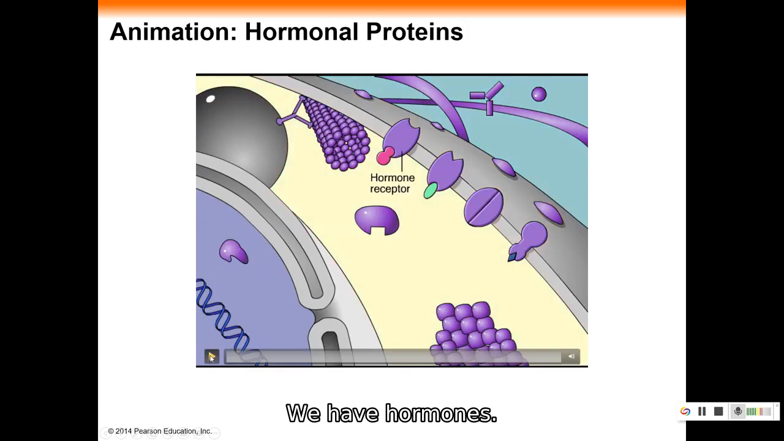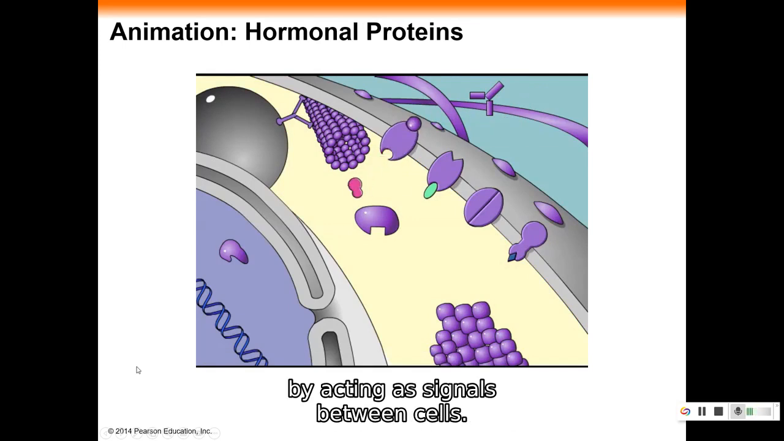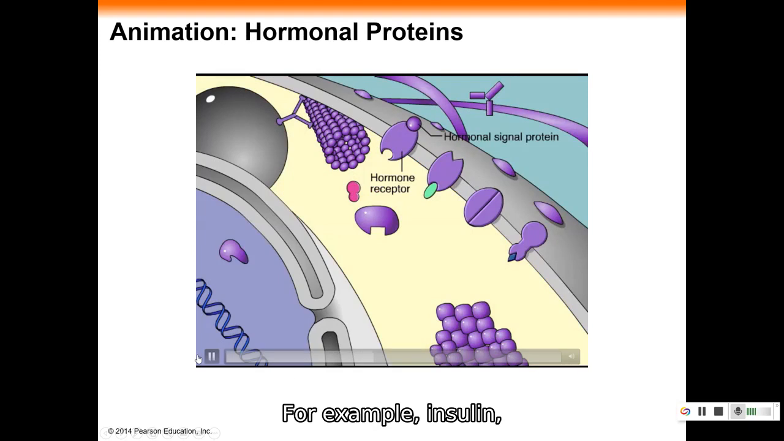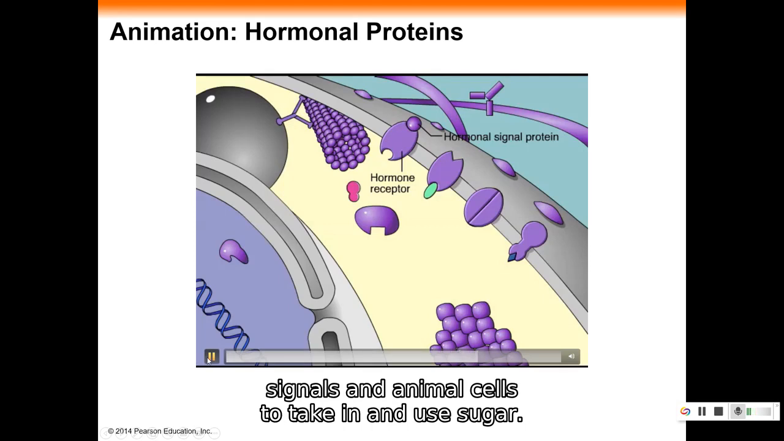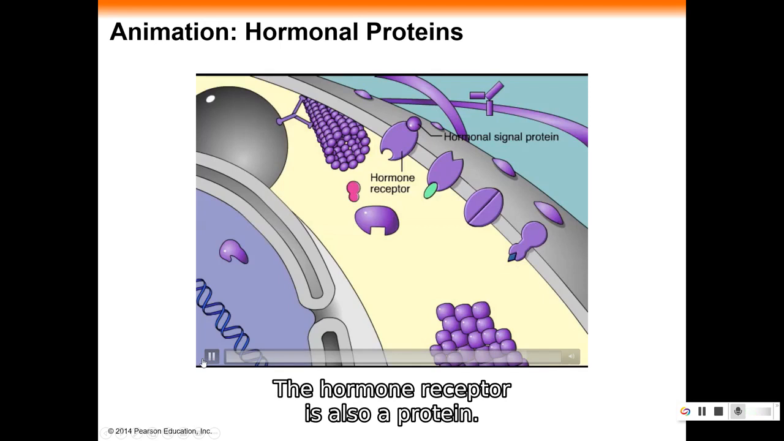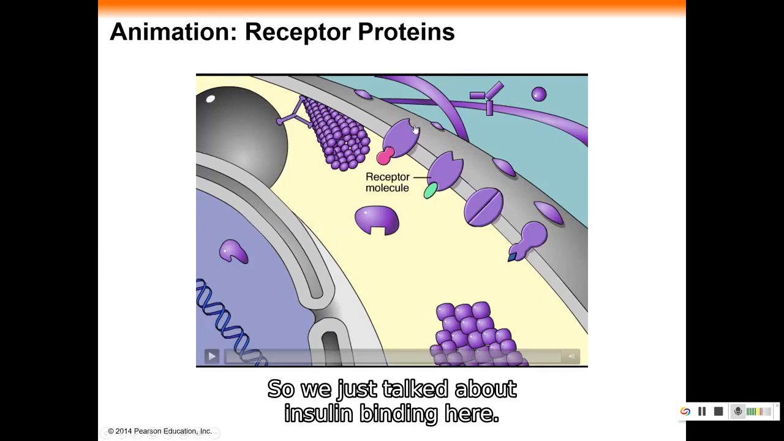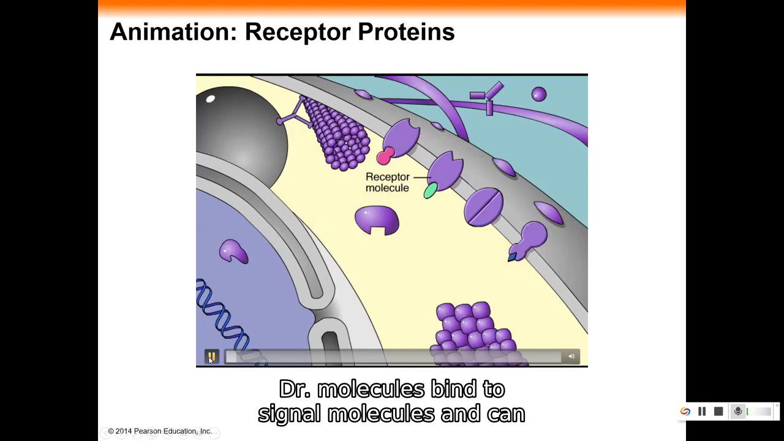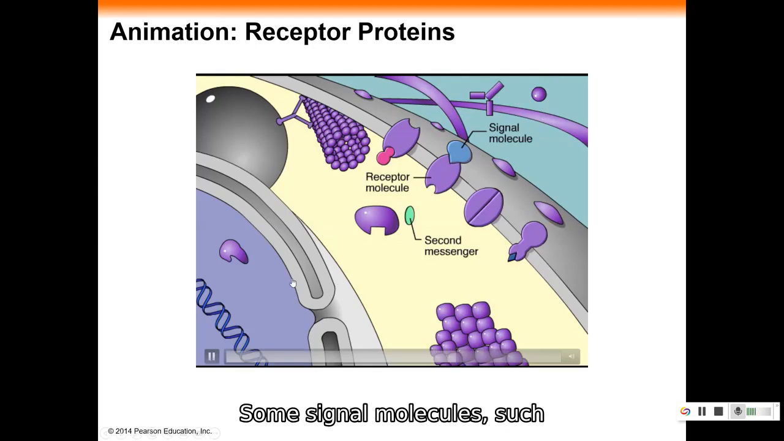Okay. We have hormones. Signal proteins include hormonal proteins that help coordinate an organism's activities by acting as signals between cells. For example, insulin, a hormonal protein secreted by the pancreas, signals animal cells to take in and use sugar. The hormone receptor is also a protein. Okay. We have receptors. So, we just talked about insulin binding to a receptor, that's also a protein. Receptor molecules bind to signal molecules and can then emit second messengers which trigger changes inside a cell. Receptors are thus important links in the system of communication among cells. Some signal molecules, such as hormones, are also proteins.